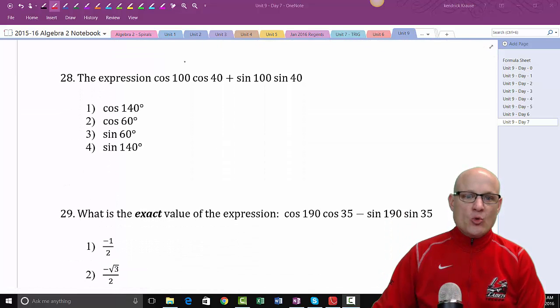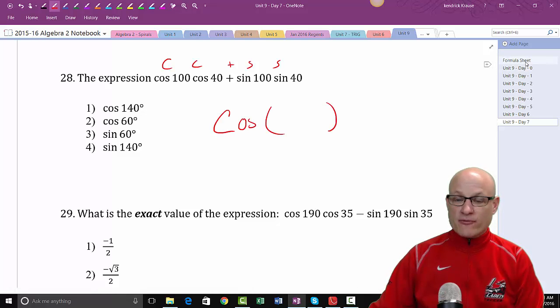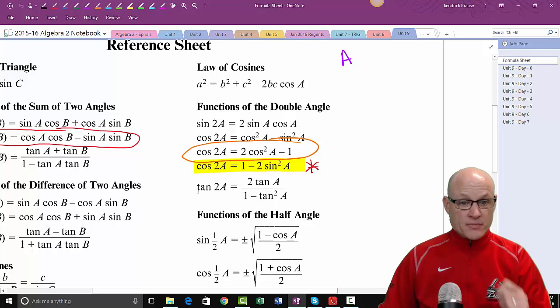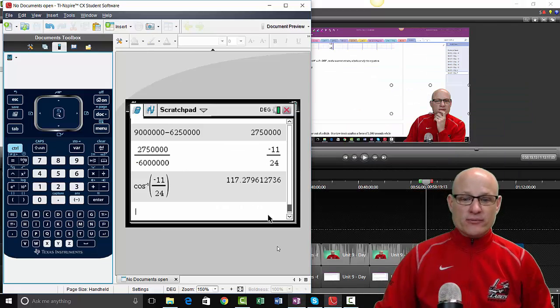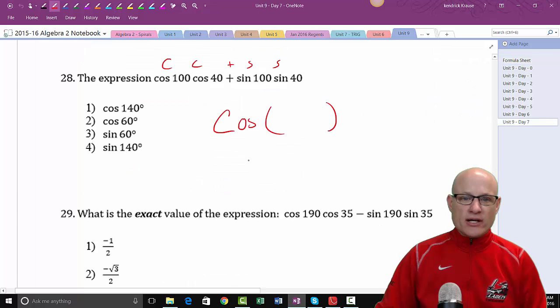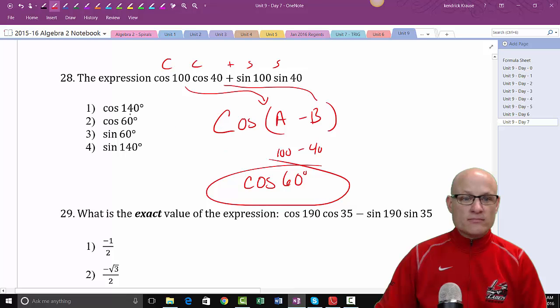All right. Which function does cosine, cosine, plus sine, sine? Well, I know that's a cosine function. And if I come over to my formula sheet, I need the one that does cosine, cosine, plus sine, sine, and that's this one right here. That comes from cosine of the angles subtracted. So this is cosine of A minus B, where A is 100, minus B, which is 40. So really this is just equal to the cosine of 60 degrees.